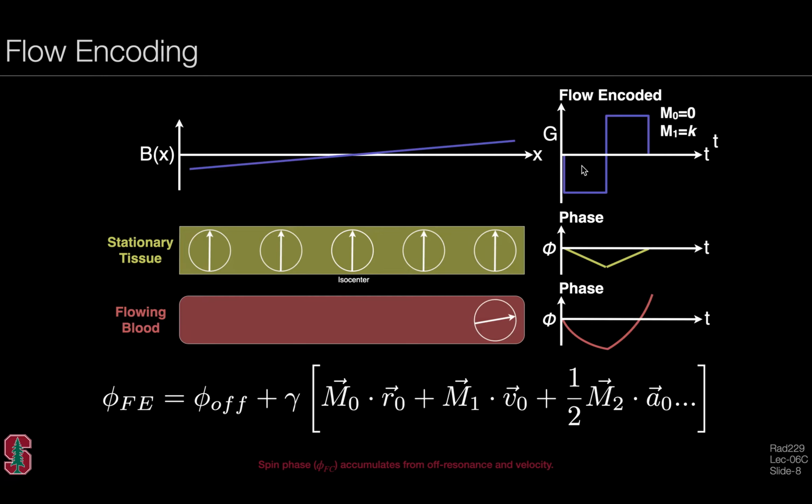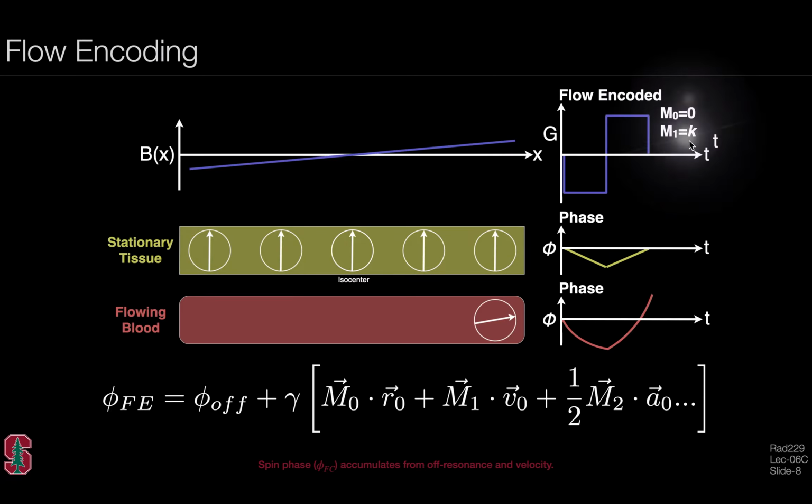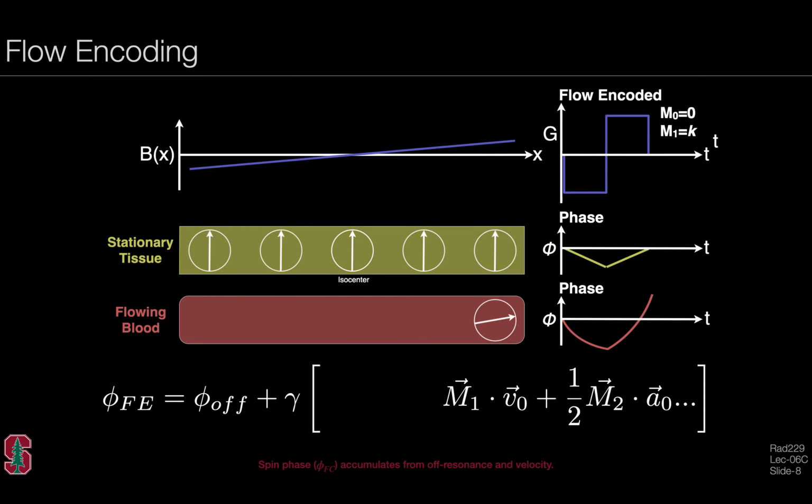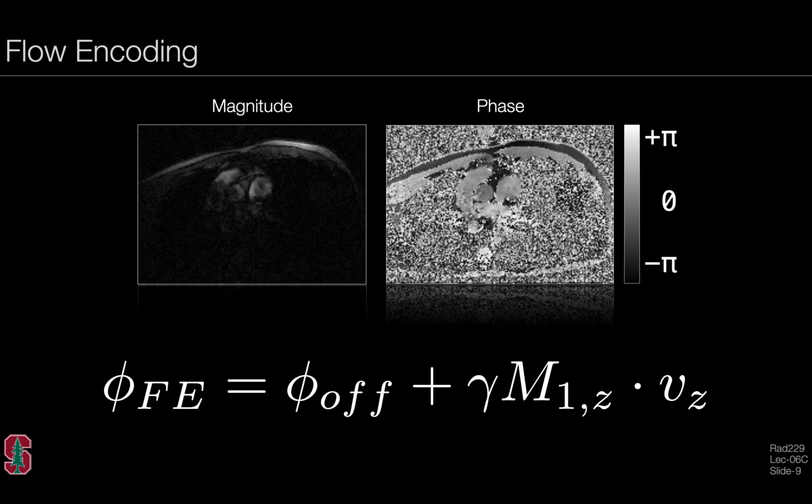But in this case, I can tell you that this gradient waveform has an M0 of 0, it has no net area, and it has an M1, which is some constant, some non-zero value, if you will. And so in that case, the position encoding term can be ignored, but the M1 term cannot be ignored. And as we said previously, the acceleration terms are not important or don't significantly contribute. And so now we have a flow encoding phase that depends on both off resonance and directly on the dot product of the first moment gradient vector, as well as the velocity of the underlying spin system.